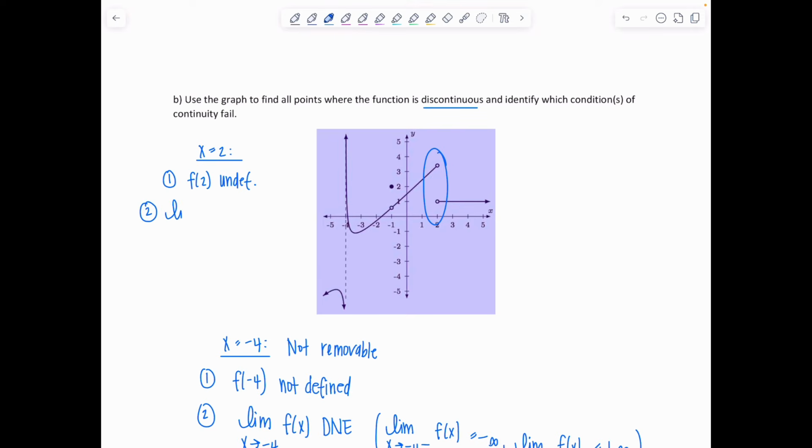No, right? The limit as x approaches 2 from the left of f of x, it looks like it's 3.5. And that does not equal the limit as x approaches 2 from the right of f of x. That looks like it's 1. So then we would say the limit as x approaches 2 of f of x does not exist. So since it failed condition 2, this one's not removable. As long as the limit exists as a finite number, the discontinuity is removable. You got it? Oh, good.